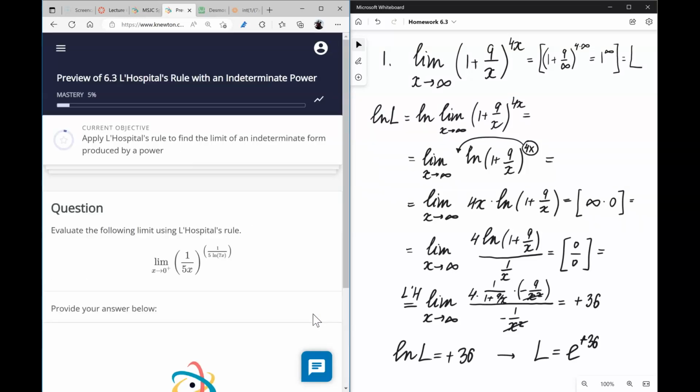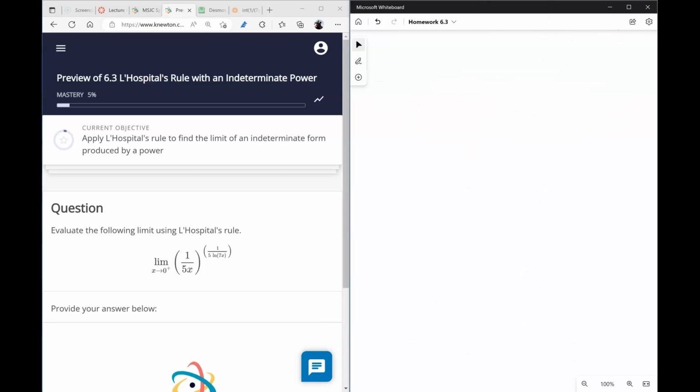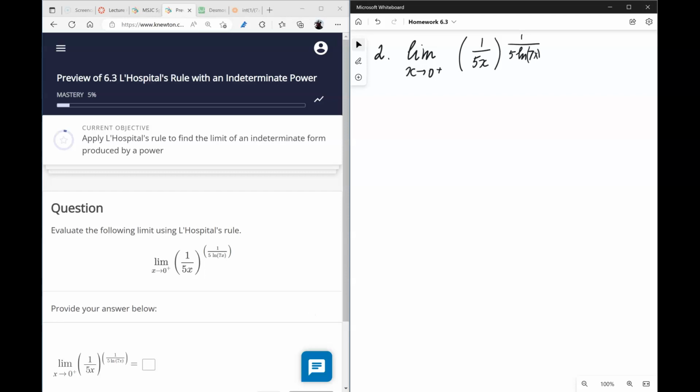Let's try another example. We have a limit as x approaches 0 of 1 over 5x to the power 1 over 5 ln 7x. So what type of limit is this? It's infinity to the power 0. And we're going to set it equal to L. Now we're going to find ln of L.